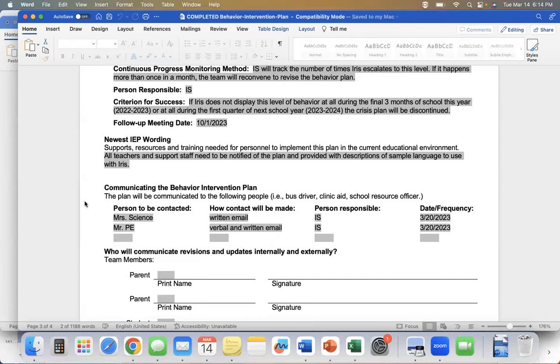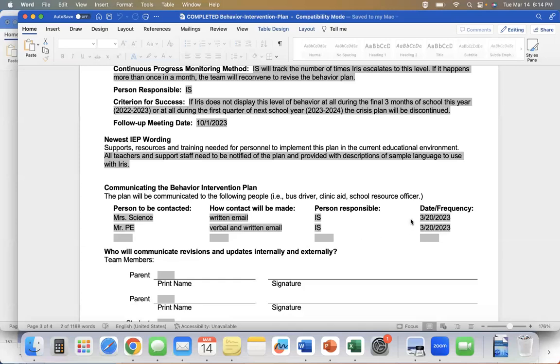Communicating the behavior plan. I did not include everyone. I didn't add extra lines or try to put everyone here, but just note that everyone who comes in contact with her, we have to think about those classroom teachers. We also need to think about phys ed, art, music, cafeteria, whoever monitors the cafeteria. Everyone needs to be made aware of what's happening.